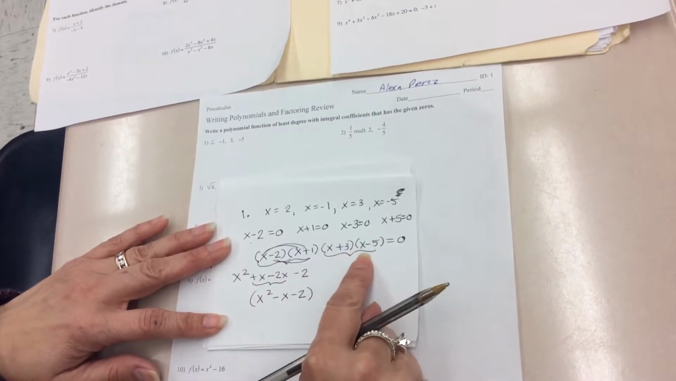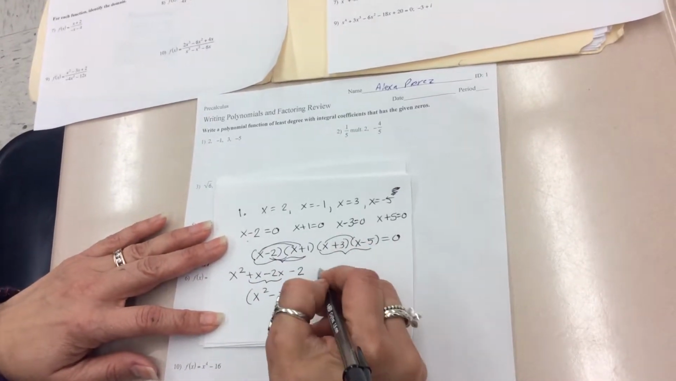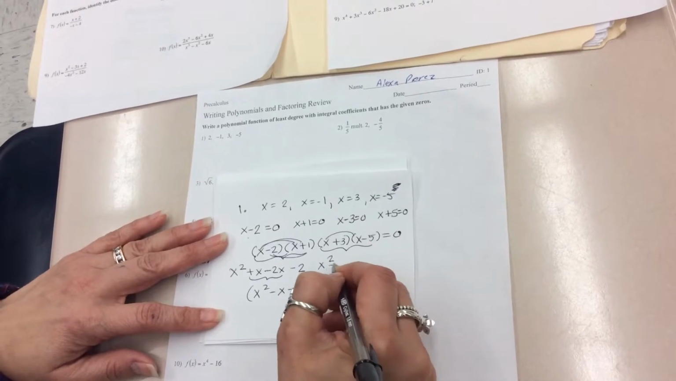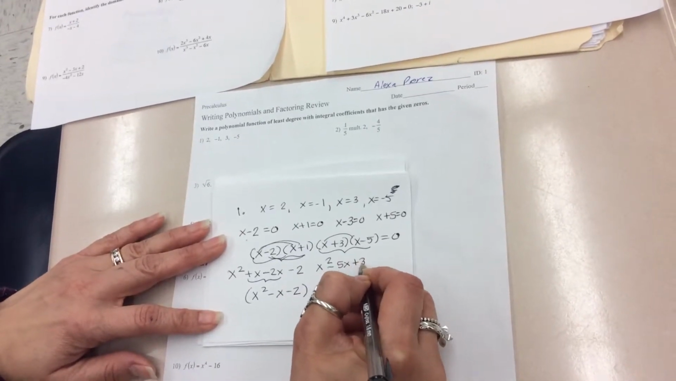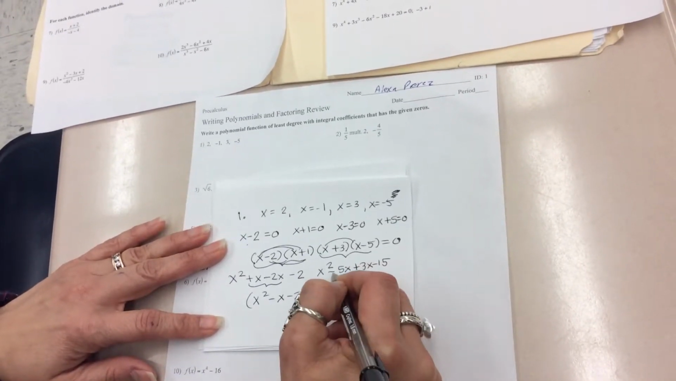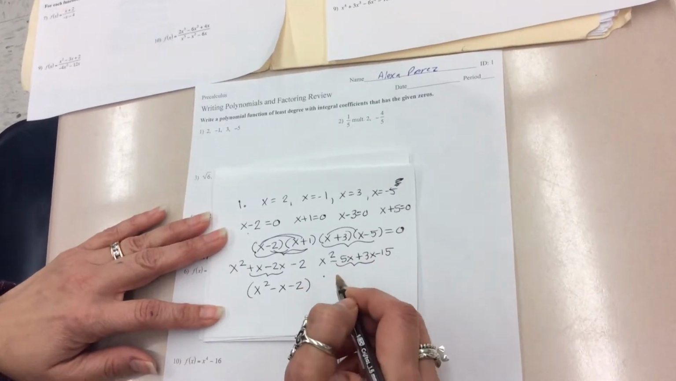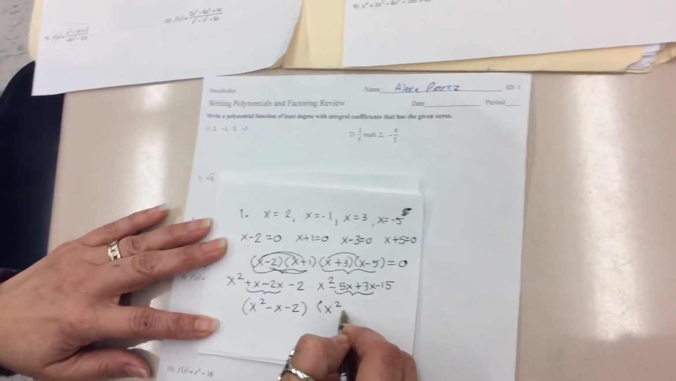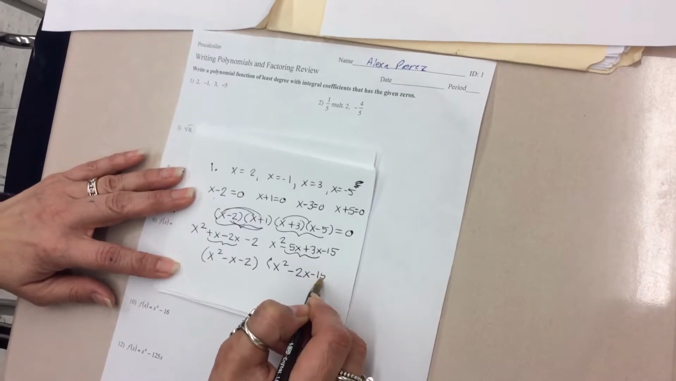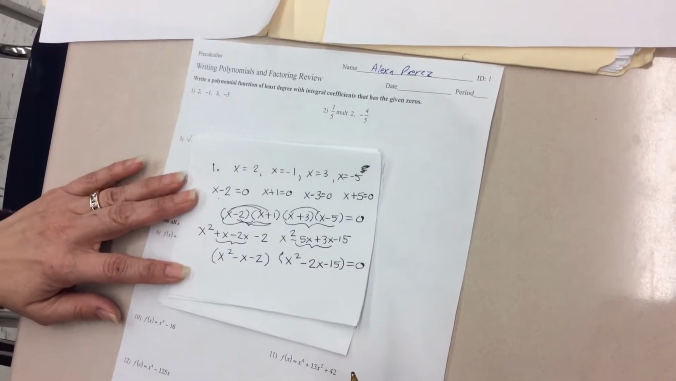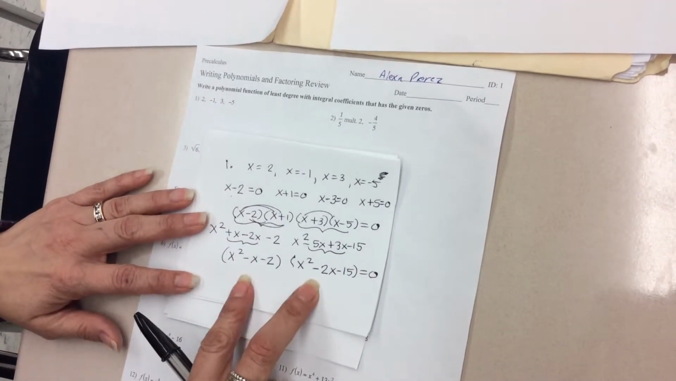Now I have to multiply these two together. So I do the same thing and I use the distributive property. So that's x squared minus 5x plus 3x minus 15. Put these together. So I'm going to have x squared minus 2x minus 15 equals 0. Now I have to multiply these two together.